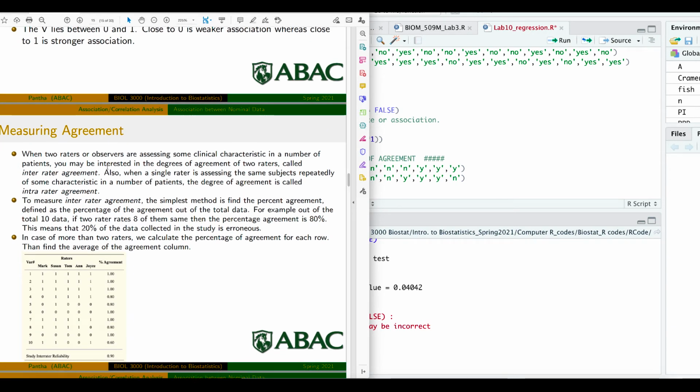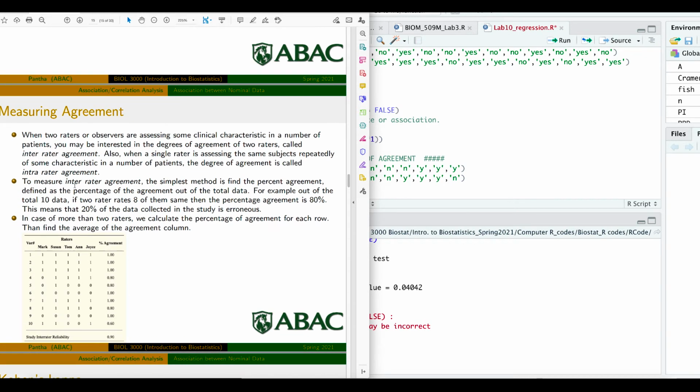When two raters or observers are assessing some clinical characteristics in a number of patients, you may be interested in the degree of agreement of the two raters, called the inter-rater agreement. Also, when a single rater is assessing the same subjects repeatedly on some characteristics in a number of patients, the degree of agreement is called intra-rater agreement.